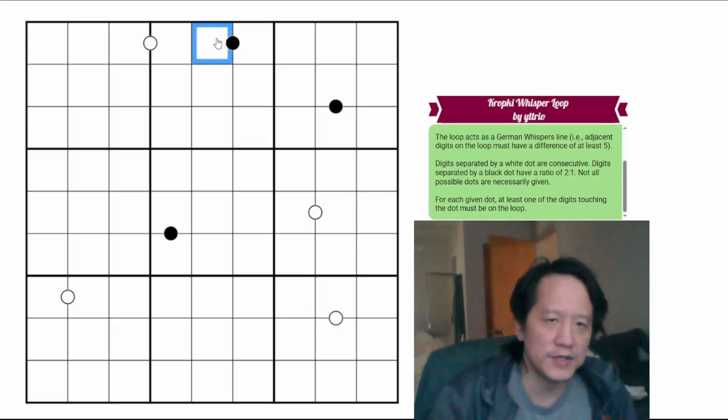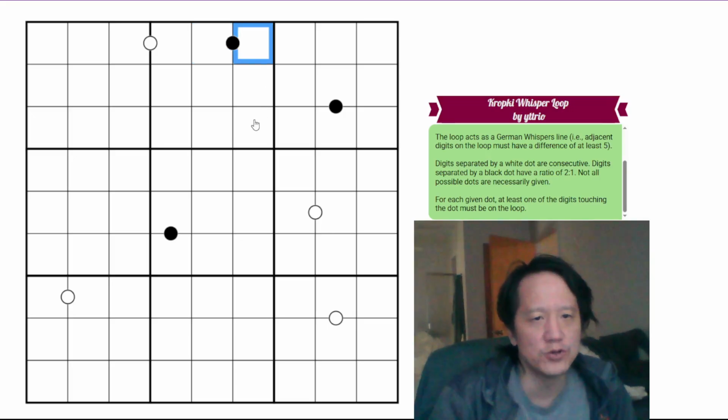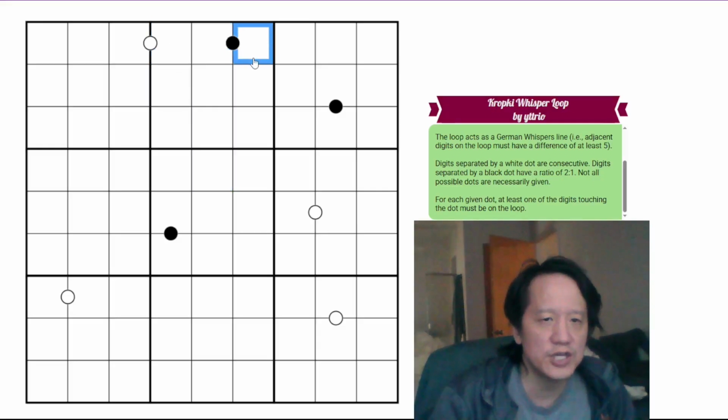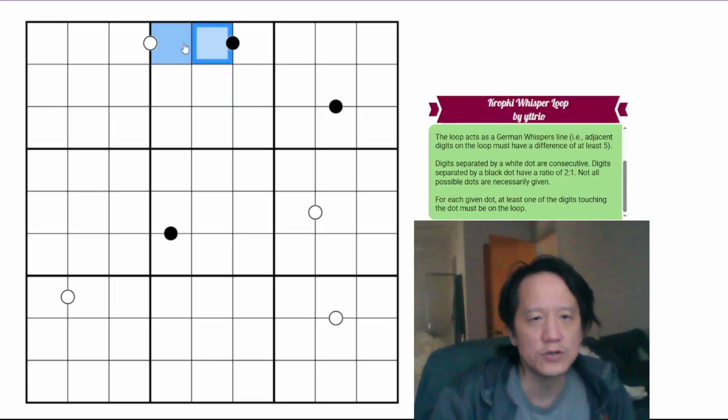So either this is part of the loop or this is part of the loop. It cannot be both. And if we try to have both this as part of the loop, it cannot be part of this. So it has to do something like going here and then go out, but then it would be considered touching itself. So these two cannot be part of the loop. Because again, if it tries to enter in this way, it has to exit out this way, but then it's touching itself. So those aren't part of the loop.